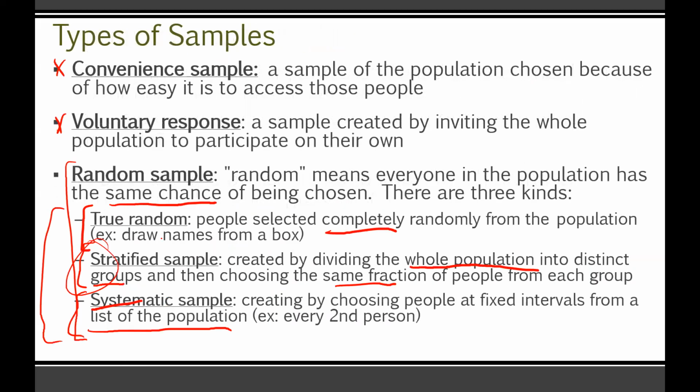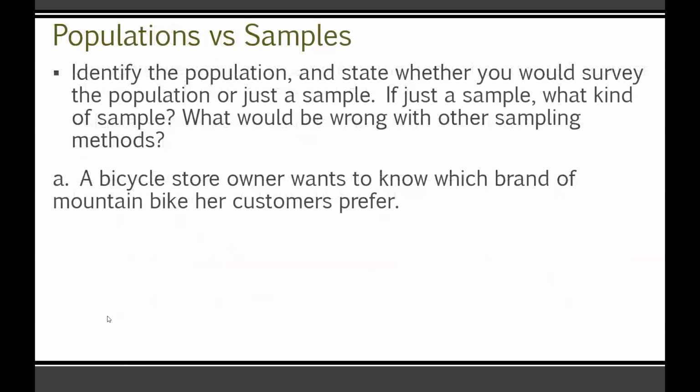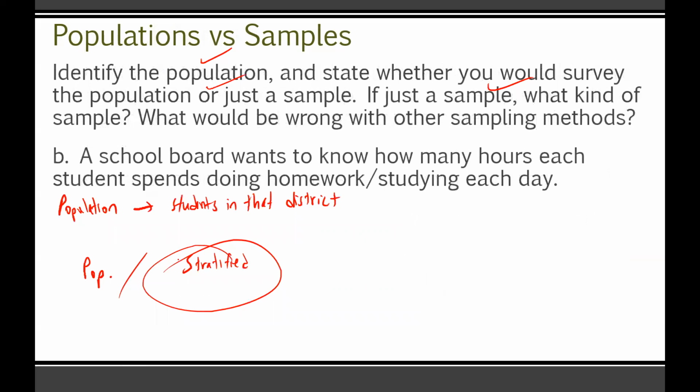I think a stratified sample would be without a doubt the best one here, but you could certainly make a good case for a true random, and you probably could make a pretty good case for a systematic sample as well. So again, these are flexible. You could argue one way or another. That's why it's another weird reason with this unit that's kind of like a social studies thing.